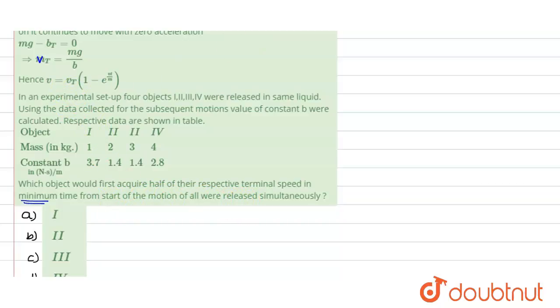Now we know the expression of the velocity is given as v equals vt into 1 minus e to the power minus bt divided by m. This is how we have written. Now if we rewrite this expression as v equals vt into 1 minus e to the power minus t divided by m/b. Since b is in the numerator, it would be the denominator of the denominator, so we need to write it like this. This is our main denominator, then it would be moving to the numerator.